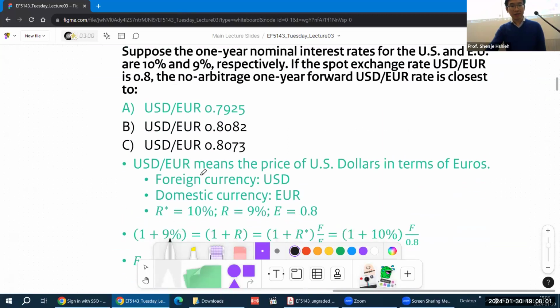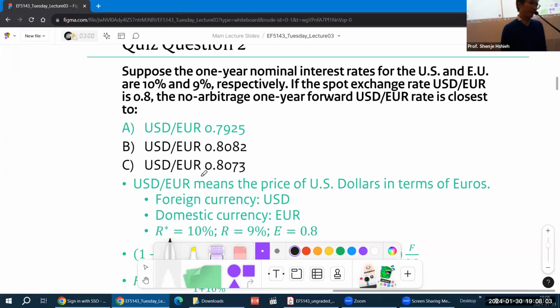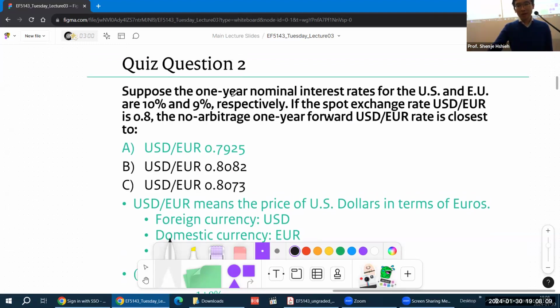Question two is where things got a bit tricky, because people didn't get the proper way to approach this question. So let me read the question first. Suppose the 1 year nominal interest rates for the US and the European Union are 10% and 9% respectively. Just based on that sentence, you don't know which country is R and which country is R star, correct? I'm treating the EU as a country, even though it's just a trading bloc. Hopefully by now you realize that several countries in Europe use the same currency, and so they set a single interest rate for the entire region.